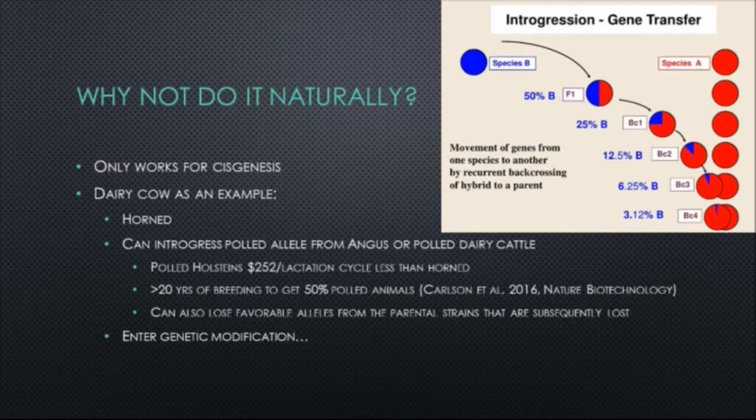So this is a challenge where conventional breeding techniques are a little bit slower than using this particular technology. And the other downside is that we might lose some of the favorable alleles that we had in those original horned Holstein populations in this process. So that would be another negative. So what can we do with genetic modification that might solve some of these challenges?